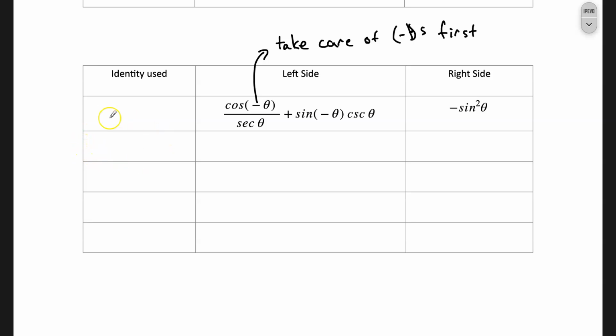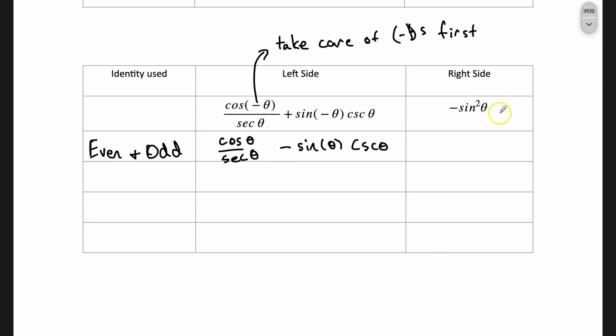So when it comes to the first identity that we're going to use in this specific problem, we're actually going to use the even and odd identities, or I should say properties. Now, if ever you use 2 separate identities in the same line, that's okay. Just make sure you write both of those identities in the column. So in this case, cosine is an even function, meaning that it just becomes cosine theta. And sine is an odd function, meaning that the negative is taken out of the parentheses and put in front of our function.